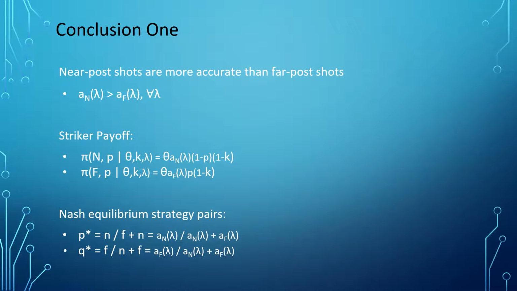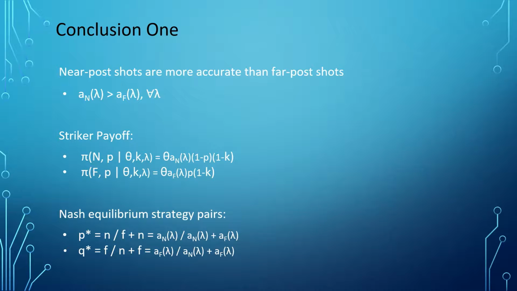After outlining the model and its parameters, the author made a variety of conclusions. The first conclusion the author made was that it is indeed true that near post shots are more accurate than far post shots. This can be represented with the formula found on the first bullet point: a sub n of lambda is greater than a sub f of lambda for any lambda. Using the models and parameters outlined in the previous slides, the author then calculated two payoff functions for the shooter, which can be found on this slide.